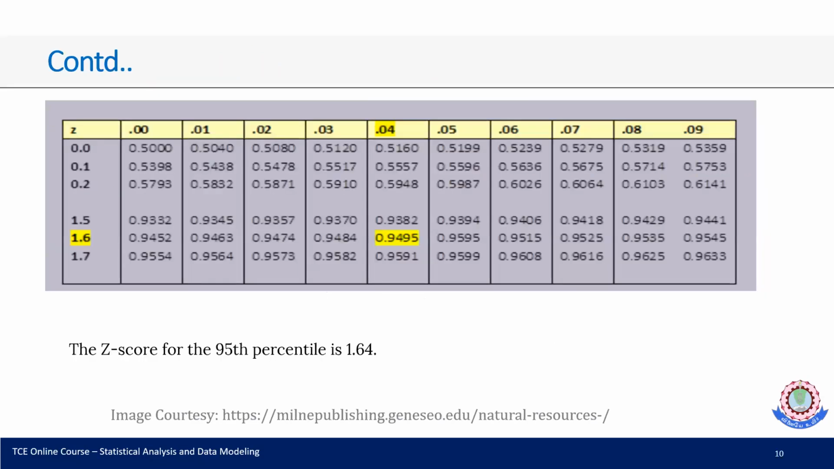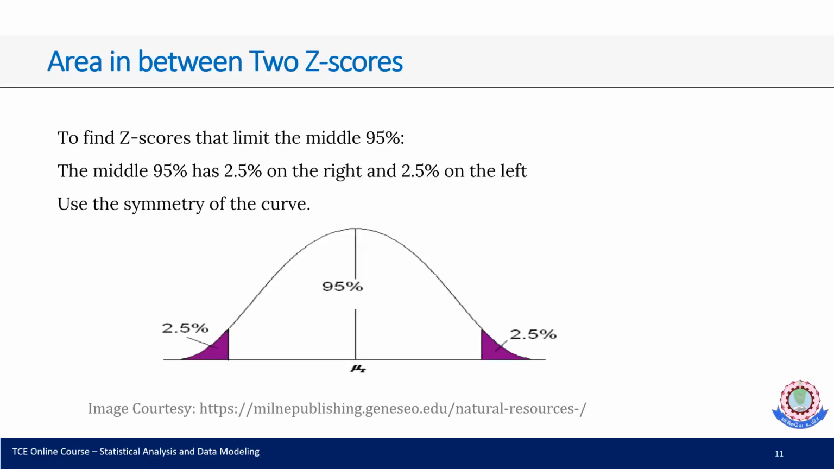So this is the normal standard table, which is going to hold the row values and column values. So for 95%, we are identifying which is the row score. So nearing 1.6 is going to be the row attribute. You are going to have the value to be 0.9495. So the Z score of the 95th percentile is 1.64.